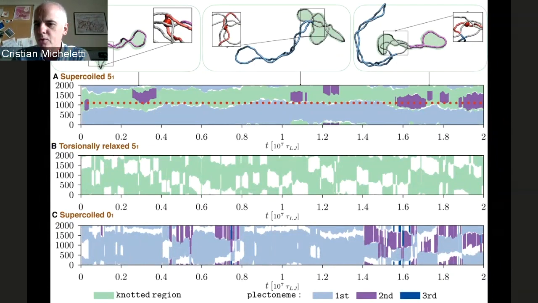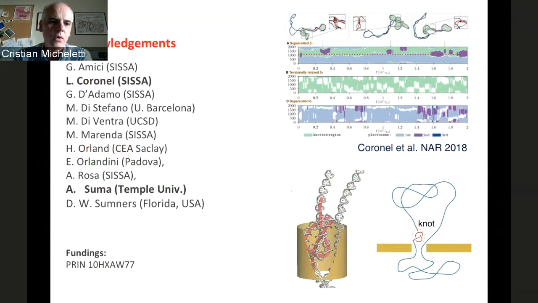So this concludes my presentation and my talk, and I would conclude by mentioning the people that at various stages have been involved in different parts of the work, in particular Antonio Suma and Lucia Coronel, who have been involved in the translocation studies, and it also includes the WIT for the work that we did on the spontaneous knotting of DNA inside viral capsids.